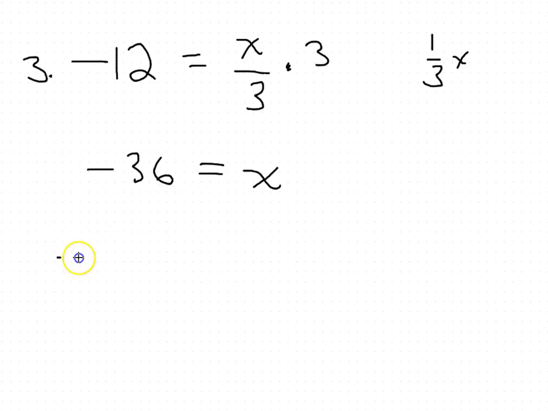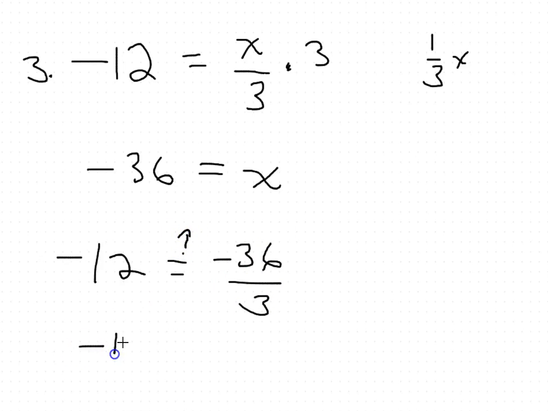Let's check this. Negative 12 equals negative 36 divided by 3. Yep, it is negative 12. So negative 12 is equal to negative 12. Good job.